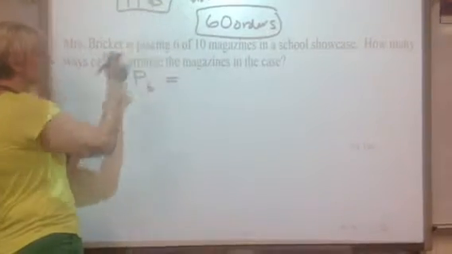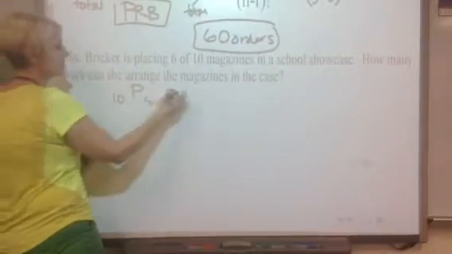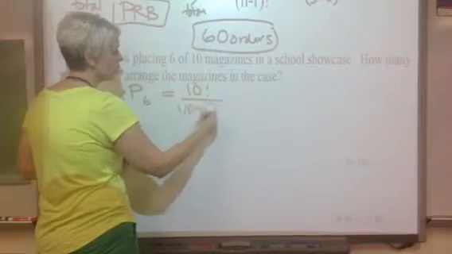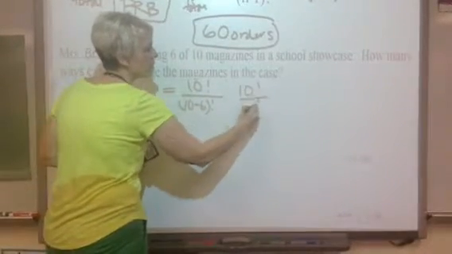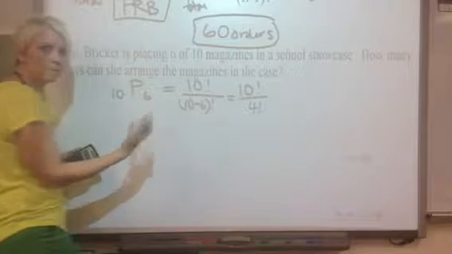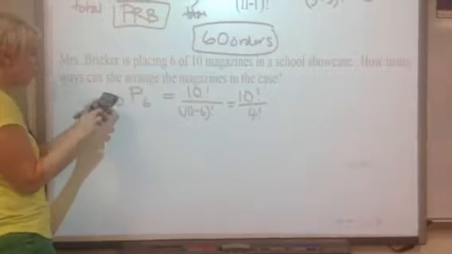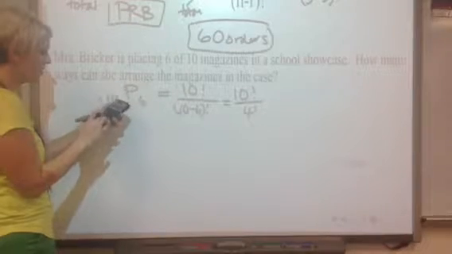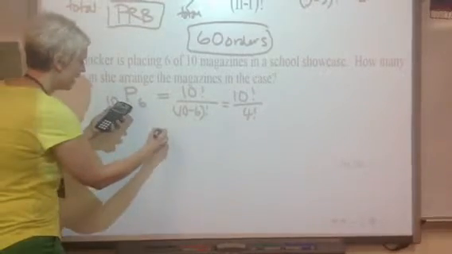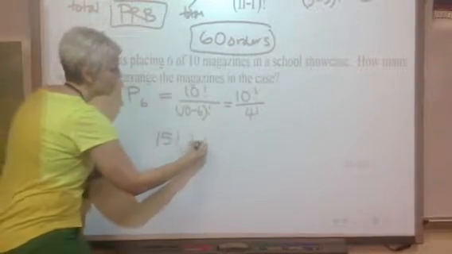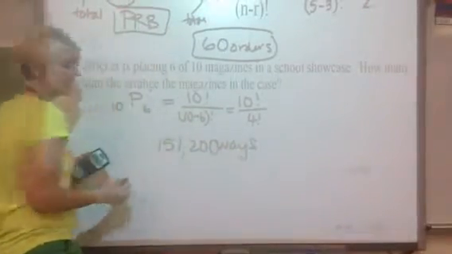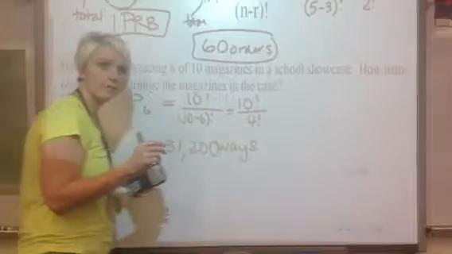So if you want to use the formula, you can say, okay, that's 10 factorial over 10 minus 6 factorial, which is 10 factorial over 4 factorial, and simplify it out. Go the long way, that's fine. Or I can use my permutation key. I type in 10, my permutation of choosing 6, and I get 151,200 ways that she can arrange the magazines in the case. You try an example in your notes.